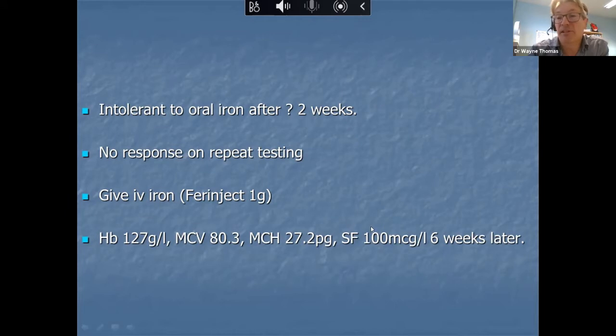MCH is coming up. Serum ferritin, of course, is higher than it would be 6 weeks later. You often get a peak about a couple of weeks later after intravenous iron, and then it seems to stabilize. So, don't get frightened if you do a ferritin a couple of weeks after somebody's had intravenous iron and go, oh my goodness, because it's going to be high. Okay, so she's responded.